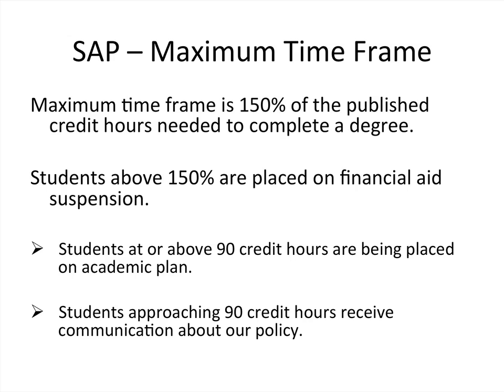Students above 150% are placed on financial aid suspension. They must complete an academic plan and they must go through the appeals process, and if approved, then submit an academic plan. This past summer, we were working to make sure that students at or above the 90 credit hours were being placed on an academic plan and developing a marketing piece so students approaching 90 credit hours would receive communication about our policy.